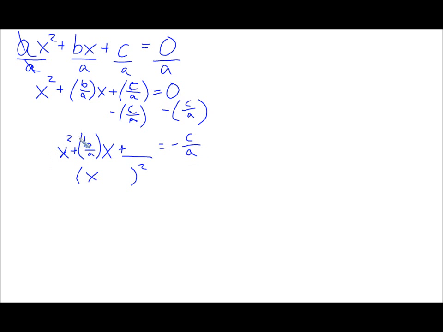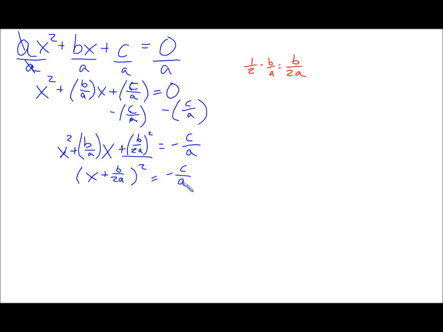Completing the square says take half of the middle term, in this case b over a. Half of b over a is just b over 2a. The number which actually completes the square, the constant that we have to add, is half the middle term squared. So here's half the middle term, and then it's being squared. Still equal to negative c over a.